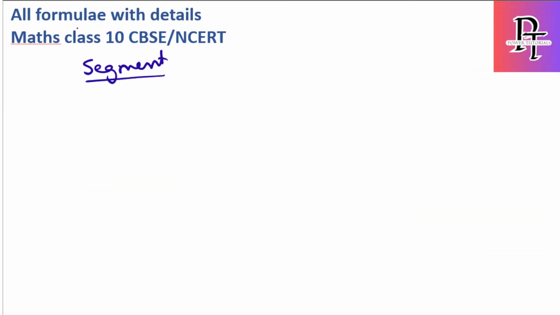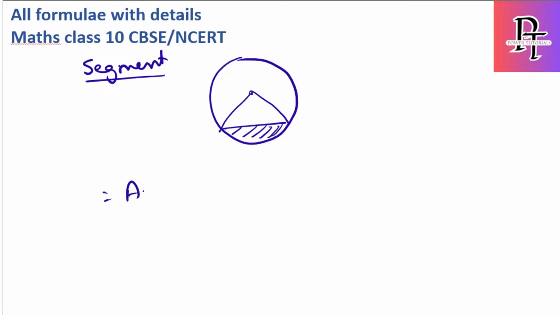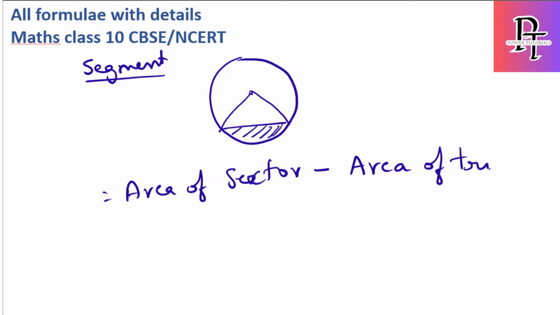Okay, let's write the segment formulas. Segment is a circle where we have one chord, and this is the segment. To find this area, what you have to do is find the area of sector minus the area of triangle. This entire part is the area of sector, minus the triangle part, which is this one. If I subtract the triangle part, then I get the segment area.